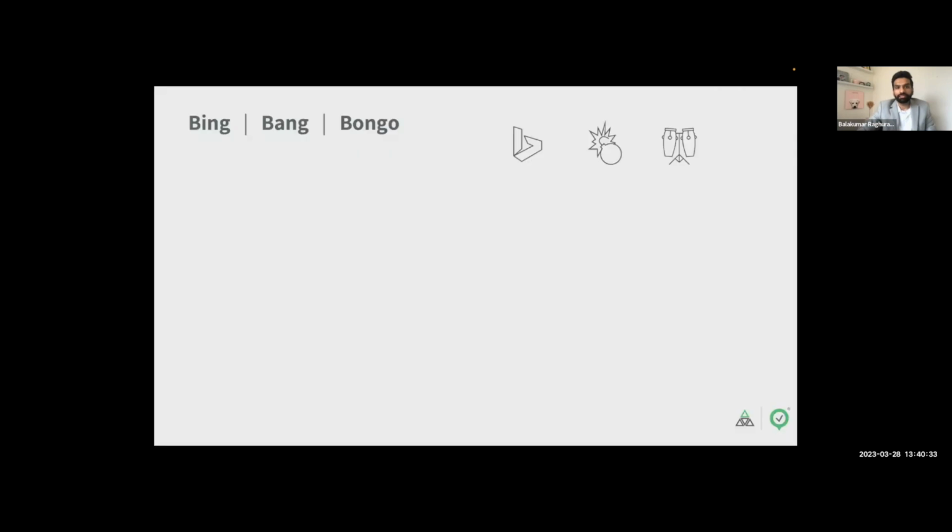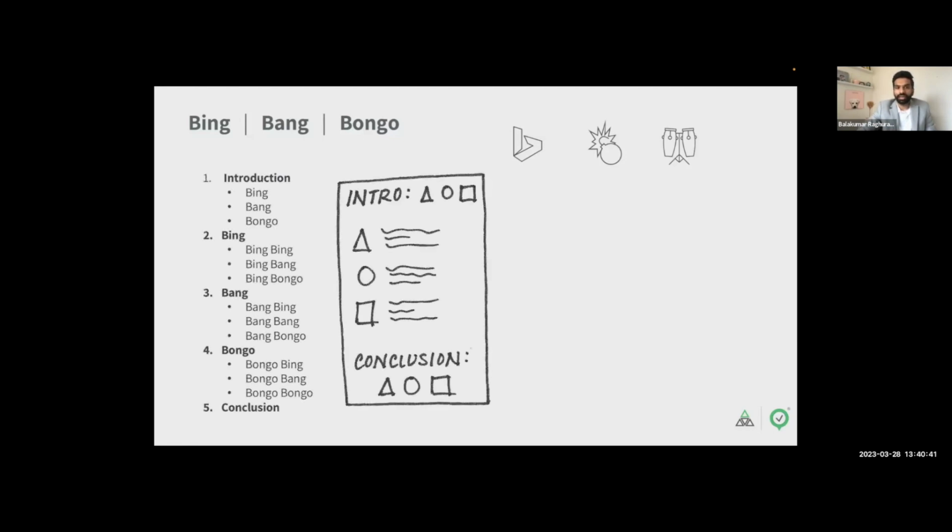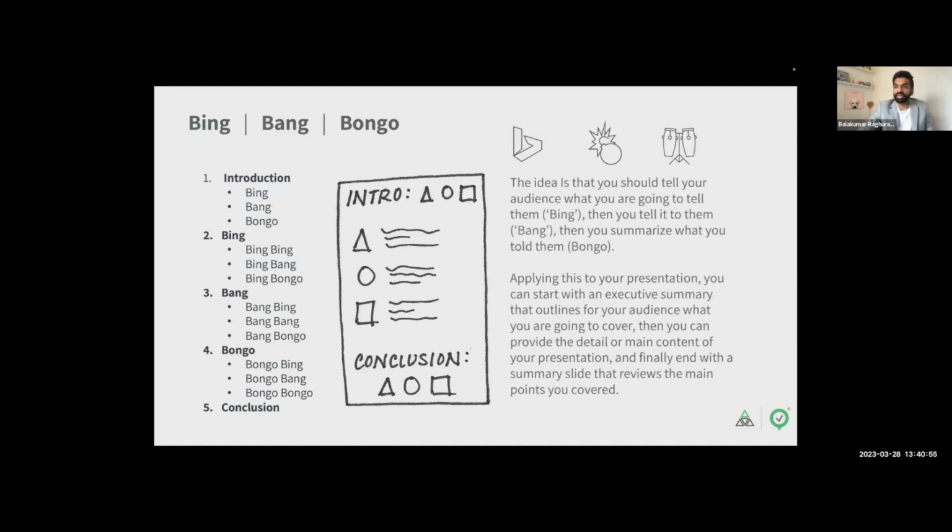And finally, you know, I promised you what's Bing Bang Bongo. One of the core concepts that I use throughout these presentations is a very simple concept of repeating the same insight again and again in a presentation. The concept is you start with the Bing. When you're talking about the Bang, you're still talking about the Bing. And then you have the Bongo, and the conclusion is also telling you the same thing.